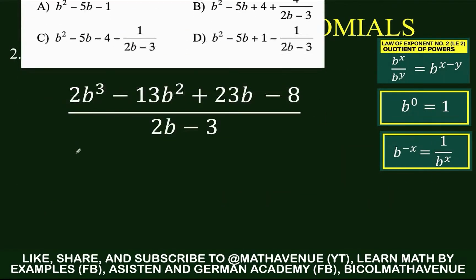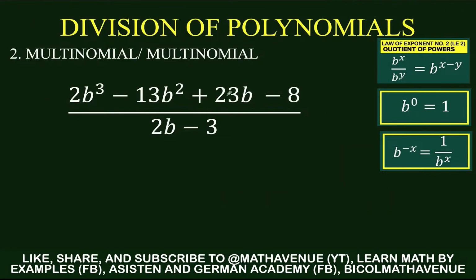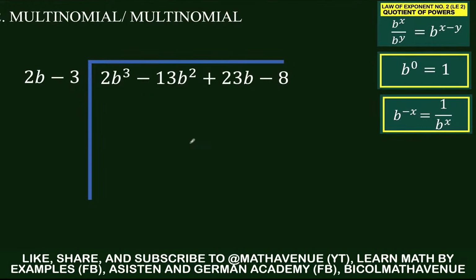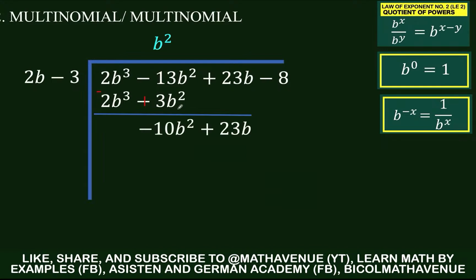Next problem. This time we have 4 terms in the numerator, and we have 2 terms in the denominator. So prepare for long division. 2b cubed divided by 2b is b squared. Then distribute b squared to arrive at this. Then change the sign, and proceed to addition. This becomes 0. Minus 13b squared plus 3b squared is minus 10b squared. Bring down 23b. Then divide. This first term divided by 2b is minus 5b.